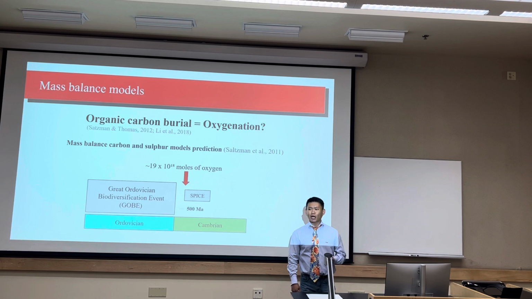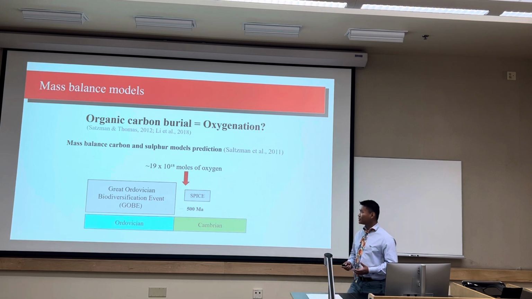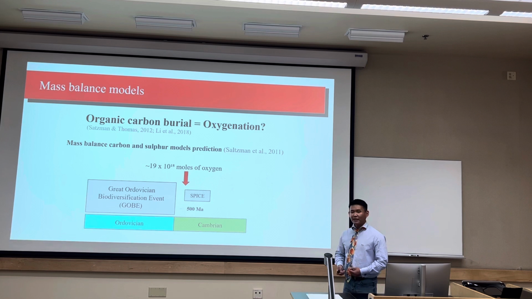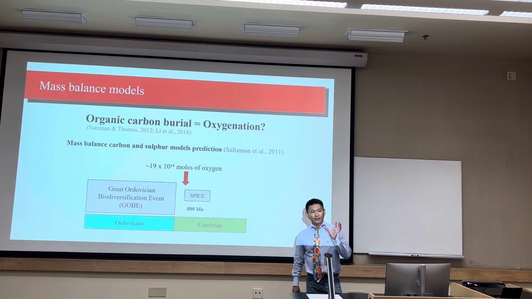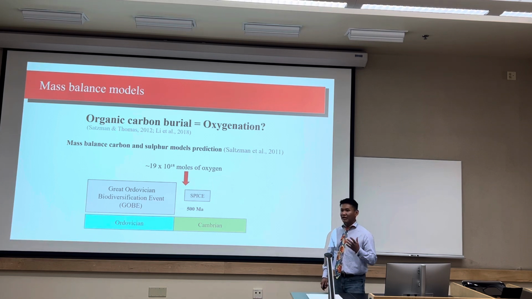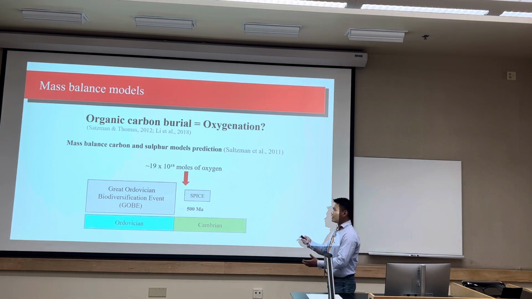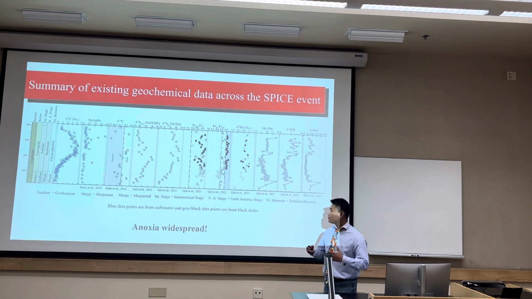Because long-term organic carbon burial would leak oxygen into the atmosphere, the mass balance carbon and sulfur isotope predictions suggest that a lot of oxygen was associated with the SPICE event. And because the SPICE event happened at the boundary between the Cambrian and Ordovician, and at the beginning of the Ordovician there was the Great Ordovician Biodiversification Event, it is believed that the oxygen released from the SPICE event may have triggered the Great Ordovician event.